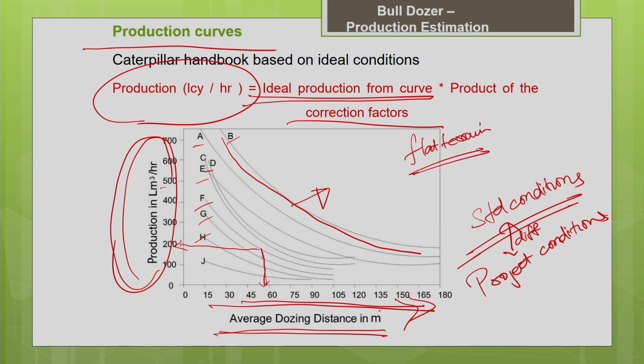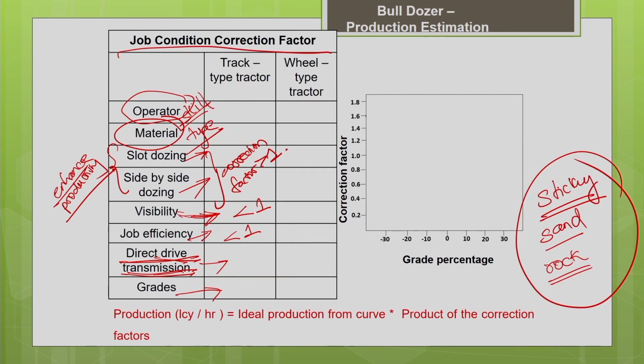But in your real project site, if you are going to move up the slope or down the slope, then accordingly your productivity will vary. If you are moving up the slope, your productivity will decrease. Obviously, your grade resistance will increase, your speed will reduce, your cycle time will increase, your productivity will reduce. If you move down the slope, your productivity will increase. Why does the productivity increase?